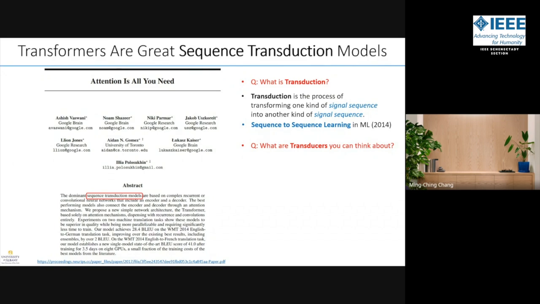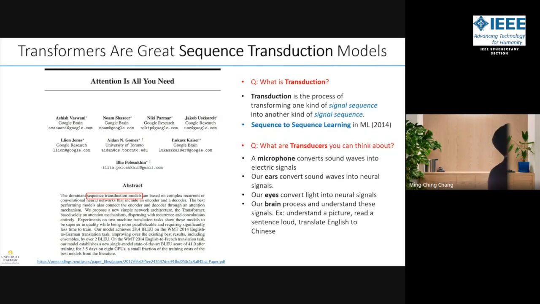Sequence learning means you have one sequence of signals, and this model can digest, understand, map, and transform it to another sequence. So what are examples of transducers that you can think about? This is everywhere, right? For example, a microphone is a transducer.